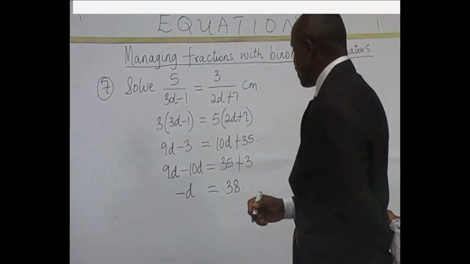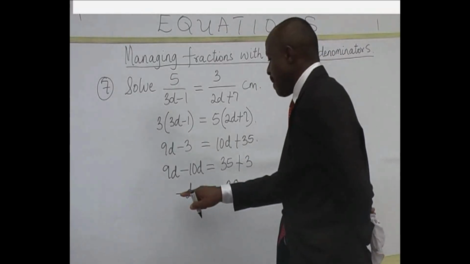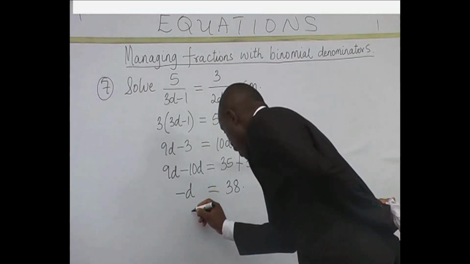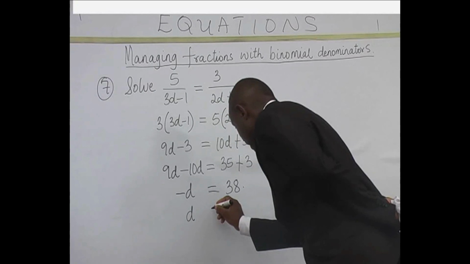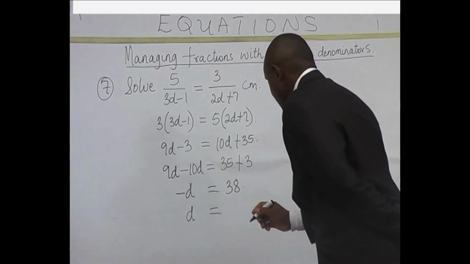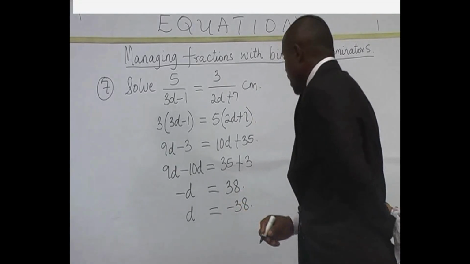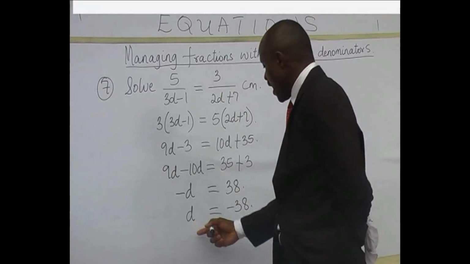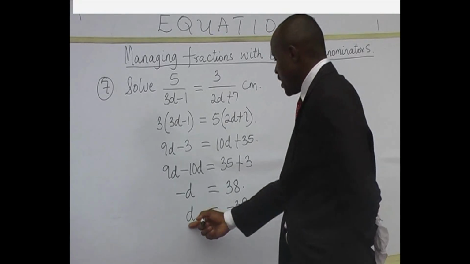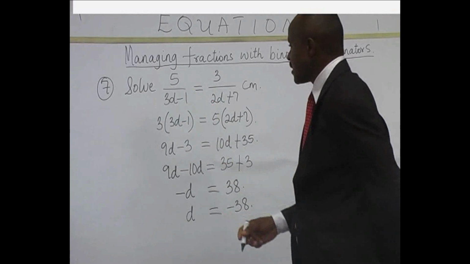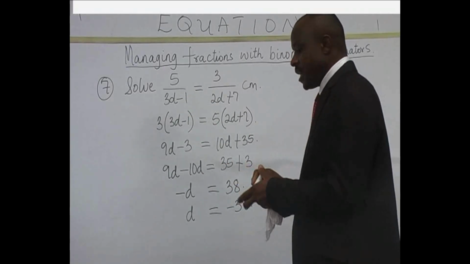Divide both sides by minus 1 so as to eliminate minus, that is the coefficient of d in the left hand side. When you do so, you'll be left with positive d in the left hand side, and it's going to be equal to minus 38. Therefore, d now is having the value of minus 38 as the equation has it.